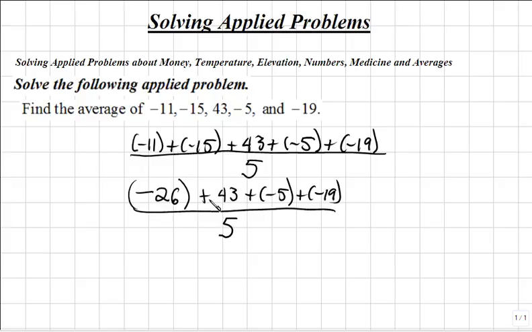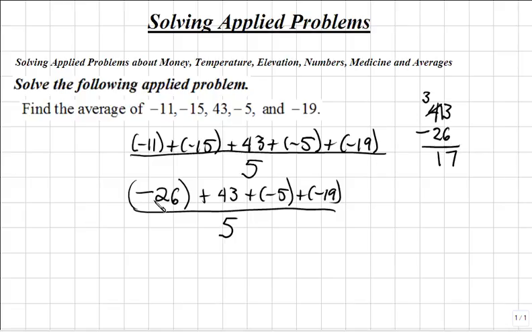Next, to add negative 26 and 43, to add numbers of different signs, subtract the smaller number from the larger number and keep the sign of the larger number. So we'll subtract 43 minus 26. Since we cannot subtract 6 from 3, we'll borrow a 10 from our tens place, making this 3 tens, and 1 ten becomes 10 ones, or 13. 13 minus 6 is 7. 3 minus 2 is 1.